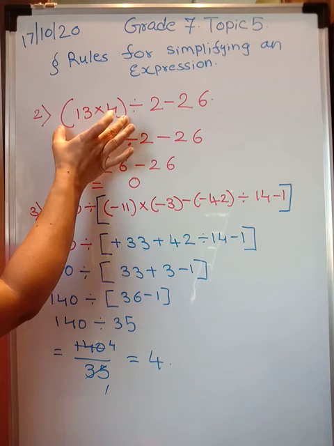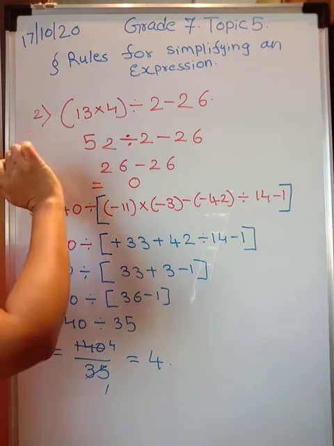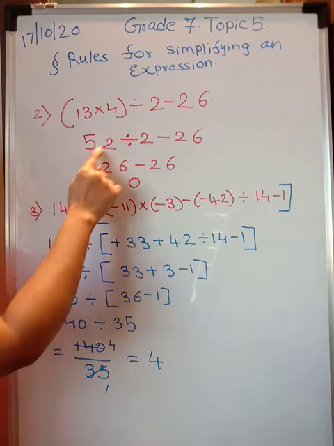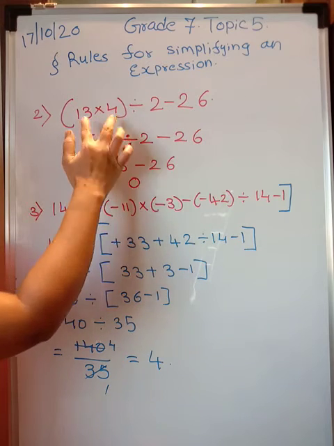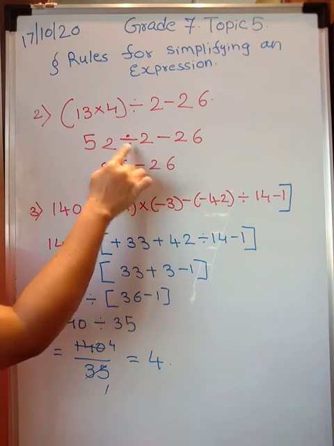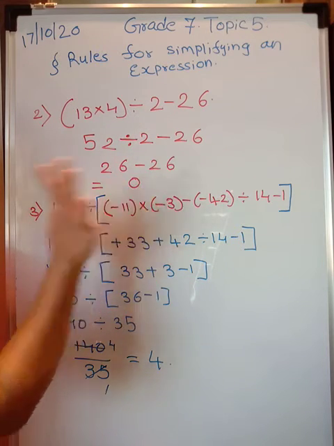Now, always brackets first we have to solve. We are following BODMAS, alright. So solve the bracket first. What do you get? 52 divided by 2 minus 26. 13 fours are 52. Now in this, division should be solved first. 52 divided by 2 is 26. 26 minus 26 is 0.